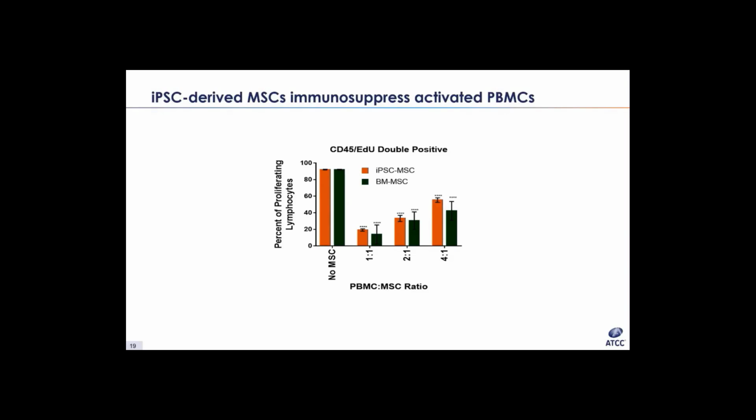I'd like to point out that lot-to-lot variability was significantly higher in the bone marrow-derived MSCs than the iPSC MSCs, indicated by these error bars. This supports our claim that iPSC-derived MSCs provide more consistent results or better interexperimental consistency. So I've showed you that the iPSC-derived MSCs can differentiate into fat, bone, and cartilage cells, and they can also immunosuppress activated PBMCs.